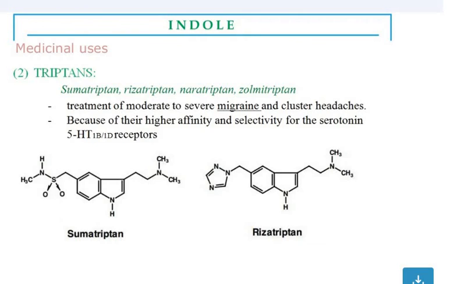Now, you know, the triptans: sumatriptan, rizatriptan, naratriptan, zolmitriptan. Treatment of moderate to severe migraines and cluster headaches because of their higher affinity and selectivity for the serotonin 5-HT1B/1D receptors. You see sumatriptan and rizatriptan.